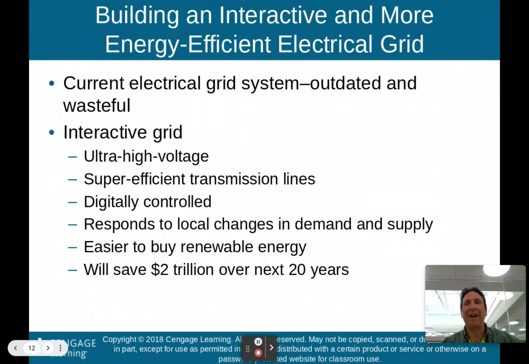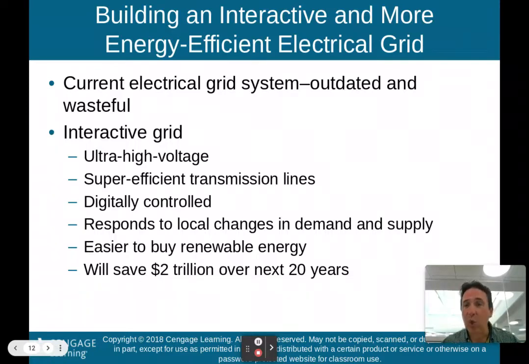Another way is to build an interactive and more energy efficient electrical grid. The current electrical grid system is outdated and wasteful. You may have heard a lot about this in the news. So this interactive grid would have ultra high voltage, super efficient transmission lines that don't waste energy. It would be digitally controlled, right? So if you get to a certain amount of energy, it would shut off and maybe send the energy to another area that needs it more than this area. So you can spread the energy use around. It responds to local changes in demand and supply. That's what the digitally controlled mechanisms would actually do.